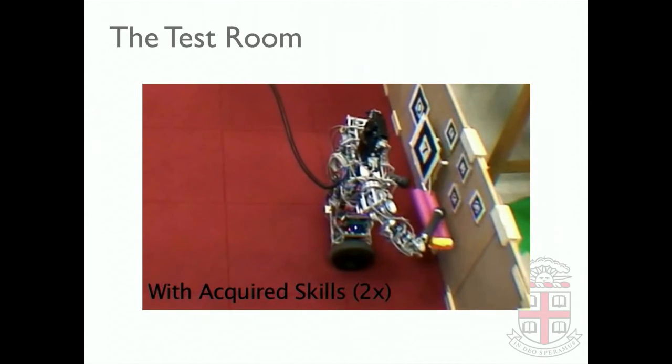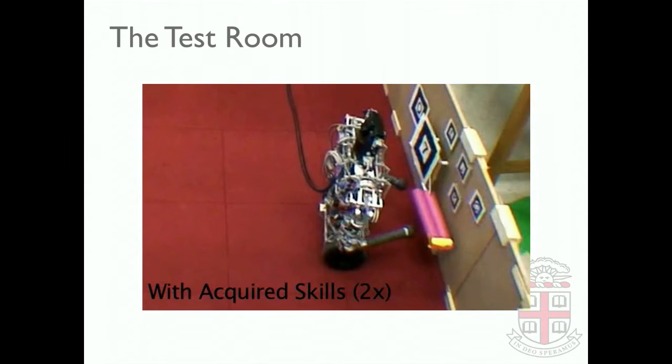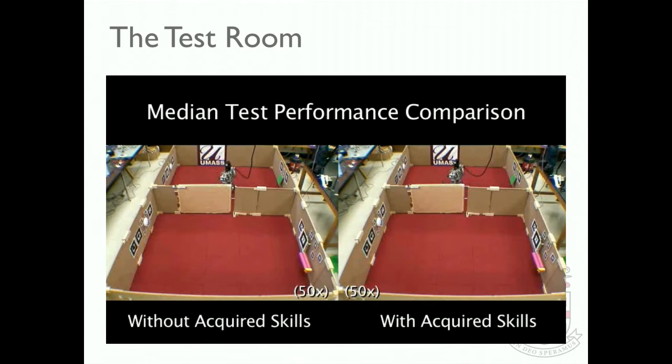But it's learning at the level of these tiny little motor primitives. But if you give it the motor skill and it walks up to the handle, it knows how to deal with handles, it just pulls them. It's one decision. So if we put that in a second room, on the left is without acquired skills, on the right is with acquired skills.